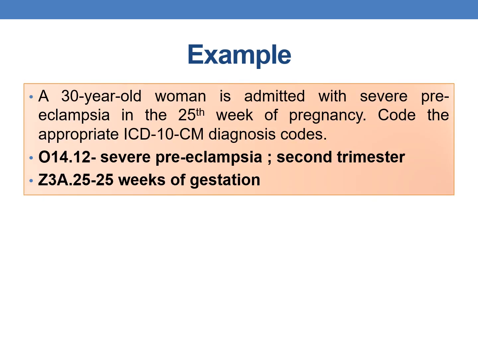Let us see one more example. A 30-year-old woman is admitted with severe pre-eclampsia in the 25th week of pregnancy. Code the appropriate ICD-10-CM diagnosis codes. So the first code is O14.12 to indicate severe pre-eclampsia, second trimester, followed by Z3A.25, 25 weeks of gestation.